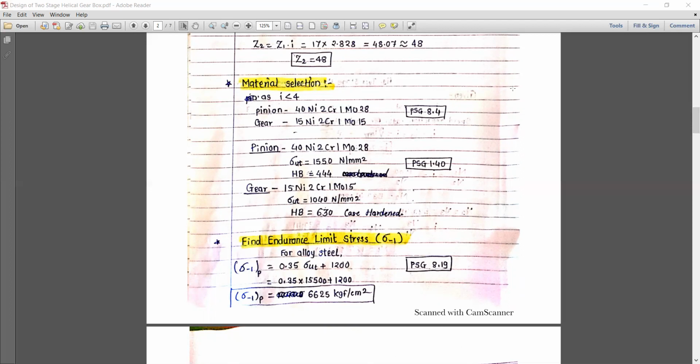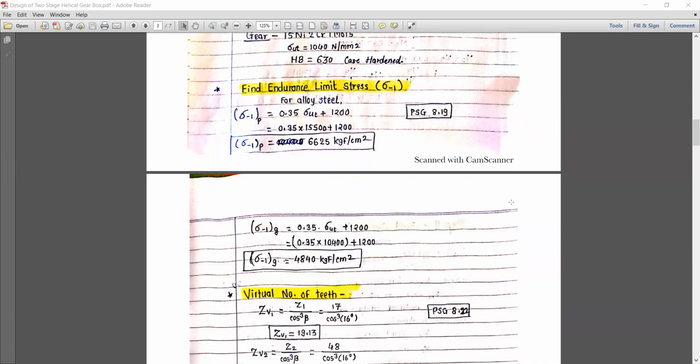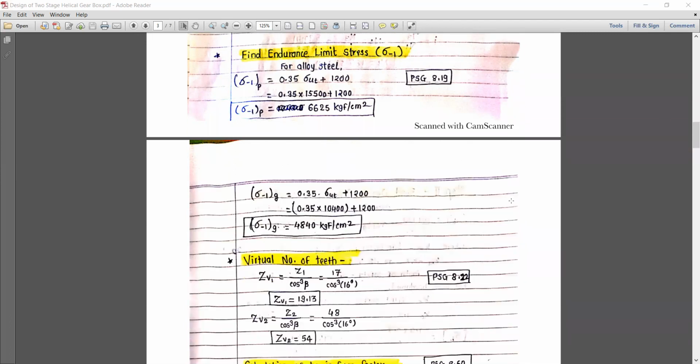For that, the sigma ut value you can find from PSG page number 1.40. The value of sigma ut, that is the ultimate tensile stress, is 1550 Newton per mm square, and the hardness HB is equal to 444. Similarly we have noted down for the gear. Both are case hardened. Now we need to find the endurance limit strength, that is sigma dash 1, referring to PSG page number 8.19.